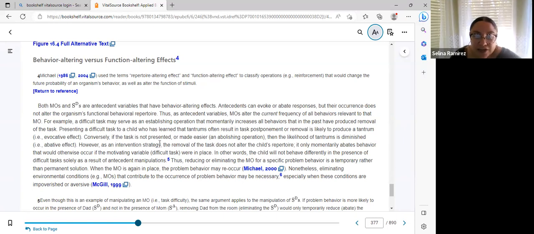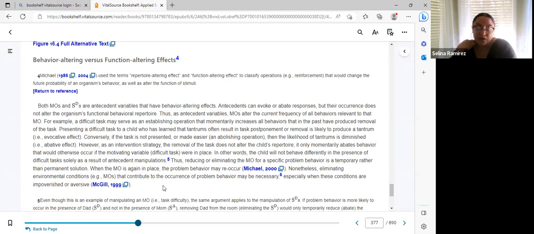However, as an intervention strategy, the removal of the task does not alter the child's repertoire. It only momentarily abates behavior that would otherwise occur if the motivating variable, difficult tasks, were in place. In other words, the child would not behave differently in the presence of difficult tasks solely as a result of antecedent manipulation. So what we're saying is that manipulating your antecedent can only do so much, right? It will change the frequency of the behavior in that moment.